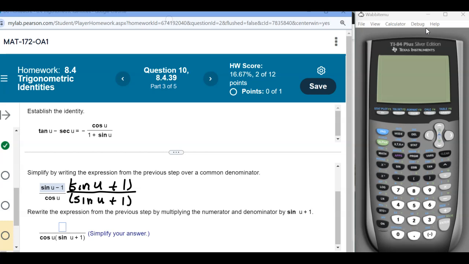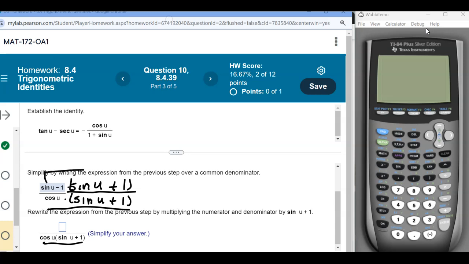Because it's got a sine squared and a 1, that's a Pythagorean identity. So that's a very common thing to do when we have a trig function plus or minus 1 in the numerator: multiply by that conjugate on the top and bottom. You can see down here that they already have this denominator, so we're being asked to just do the top. Now these are conjugates.